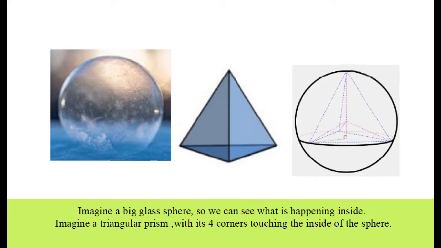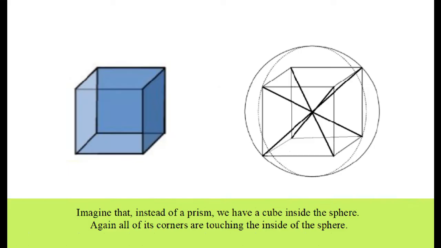Imagine a big glass sphere so you can see what is happening inside. Imagine a triangular prism with its four corners touching the inside of the sphere. Imagine that, instead of a prism, we have a cube inside the sphere. Again, all of its corners are touching the inside of the sphere.